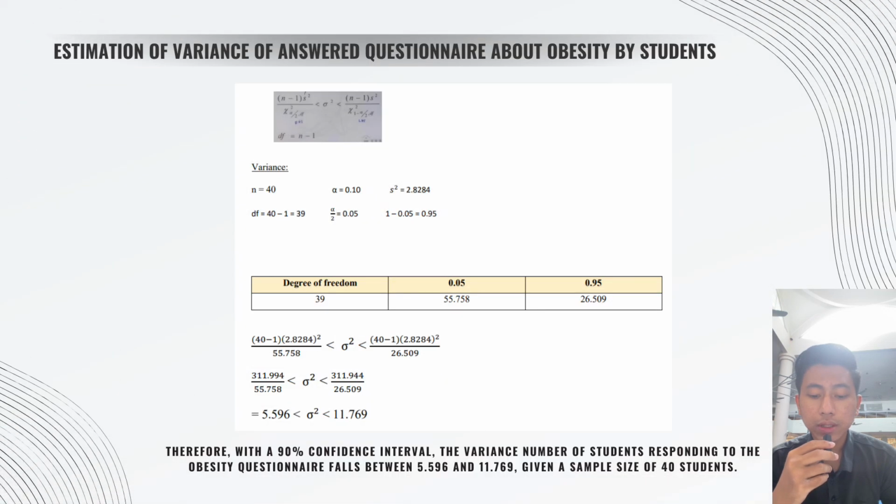For the estimation of variance, we can see that with 90% confidence interval, the variance of students responding to the obesity questionnaire falls between 5.596 and 11.769.